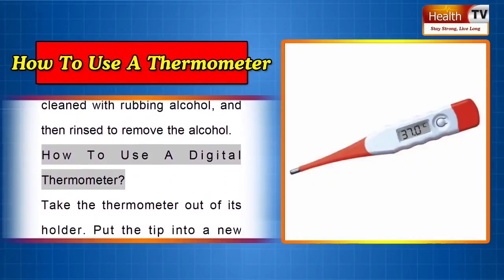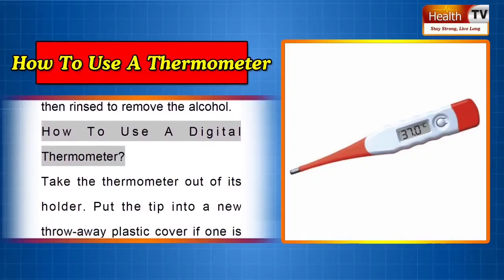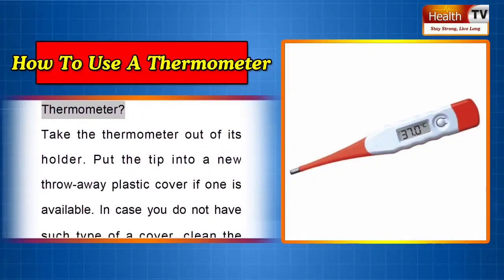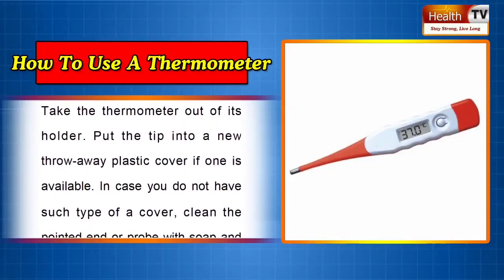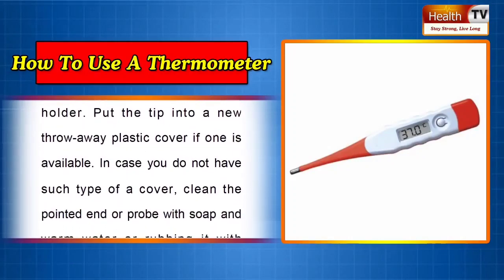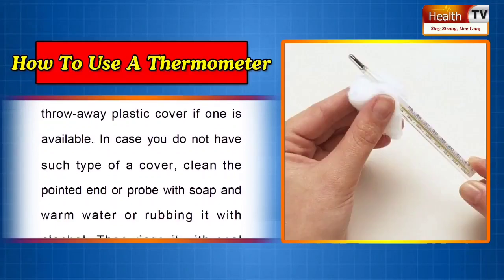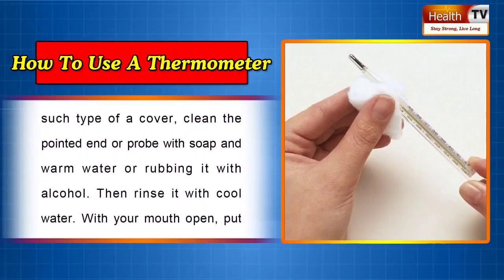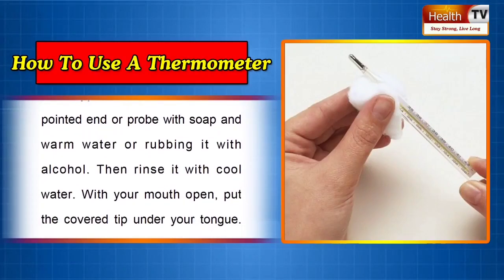Take the thermometer out of its holder. Put the tip into a new throwaway plastic cover if one is available. In case you do not have such a cover, clean the pointed end or probe with soap and warm water or rub it with alcohol. Then rinse it with cool water.